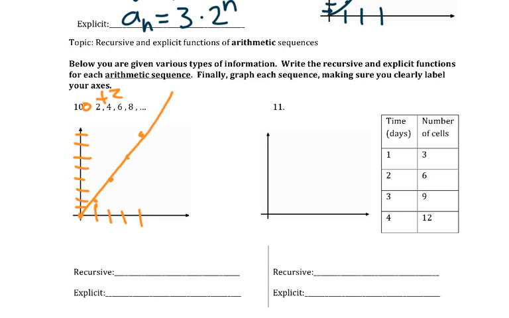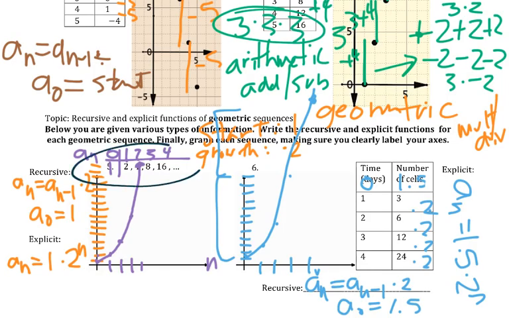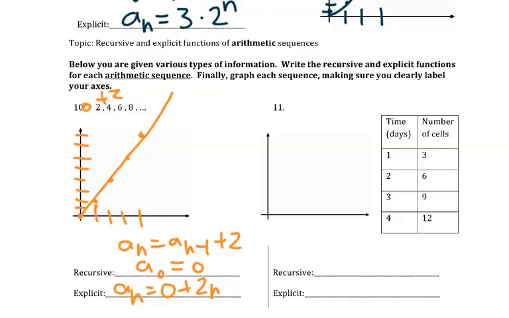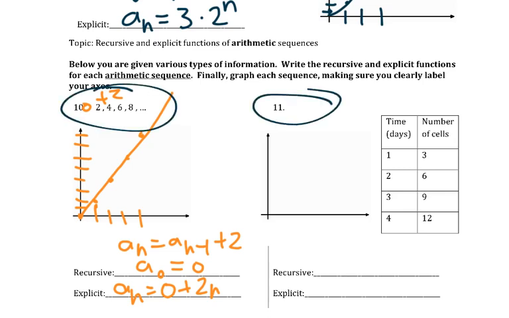Okay. Recursive would be a sub n equals a sub n minus 1 plus 2. And a sub 0 would equal 0. Explicit, a sub n equals my start number 0 plus 2, and because it's repeated addition, we go 2 times n. Okay, now hopefully you pay attention to the similarities on these numbers and these problems that we're going to be doing.